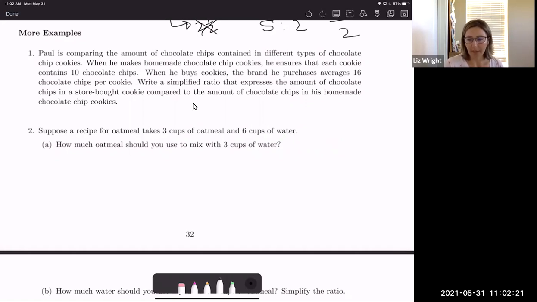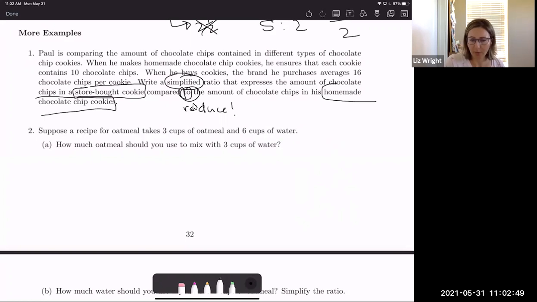I think I already read that part. He ensures that each cookie contains 10 chocolate chips when he's doing homemade. So we are supposed to write a simplified ratio. So there's that word simplified too, which means we're going to reduce it. That expresses the amount of chocolate chips in store-bought compared to homemade. So the amount of store-bought compared to homemade.